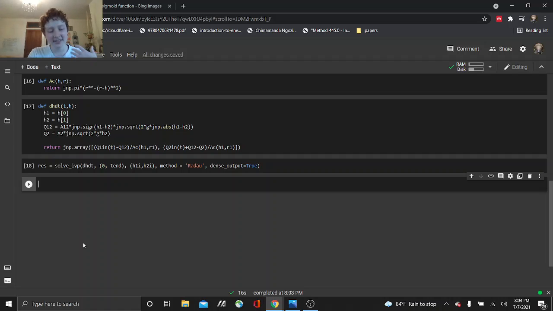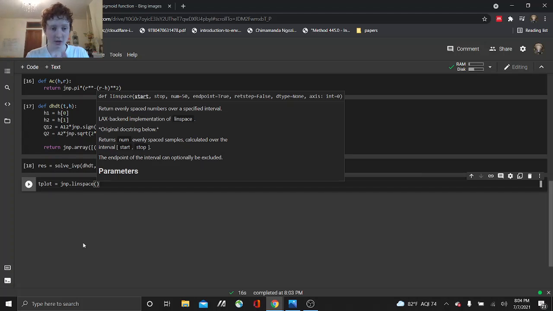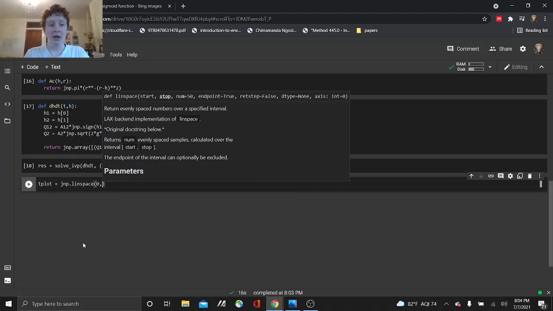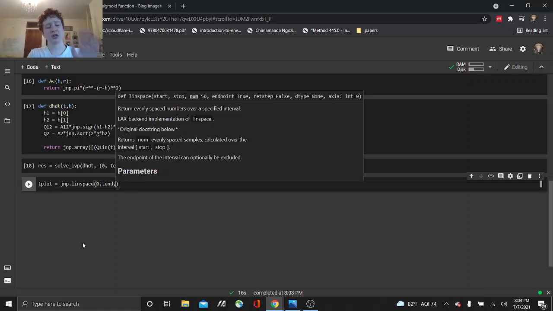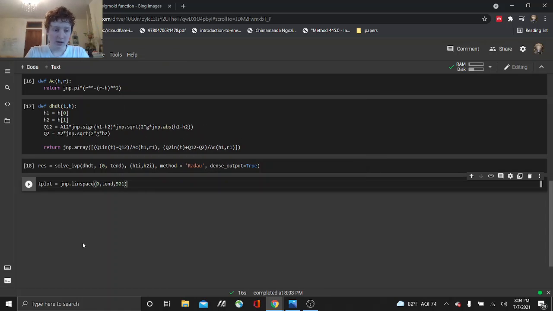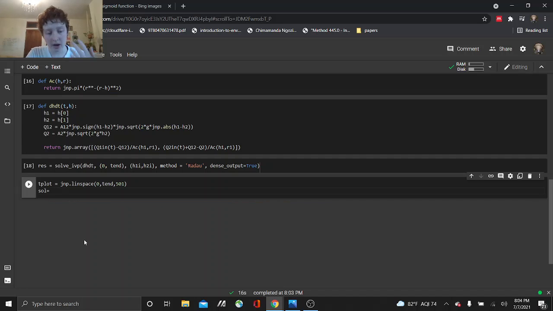So we're going to set up our time plot. That's just going to be equal to, we're going to use linspace, which basically gives us a bunch of different values. We're going to start at 0 and end at t equals t_end, for 500. Because we're starting at 0 and we want 500 points, we're going to end up with 501. So that's our time plot. And then we're going to put our solution into here.